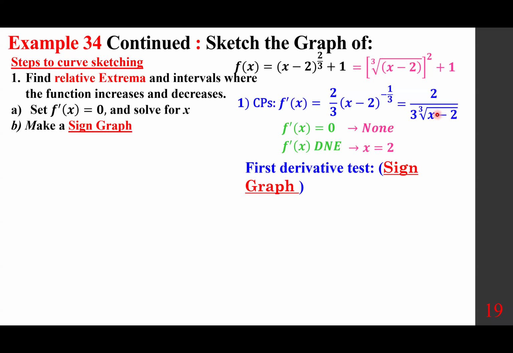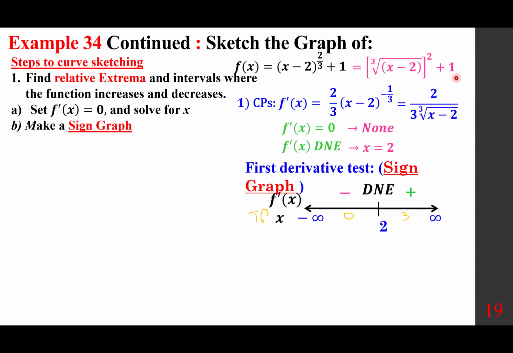Therefore, you go with a number line from negative to positive infinity. You put this number here, and at 2, f prime does not exist. You go with the test points. To the left of 2, you go with 0. To the right is 3. If you plug in 0 here, you get minus. And the cube root of a negative is negative, so this becomes negative. If you put 3 here, it becomes positive. The cube root of a positive number is positive, and so on.